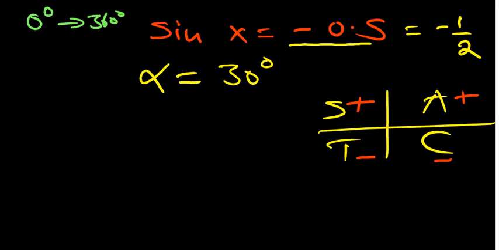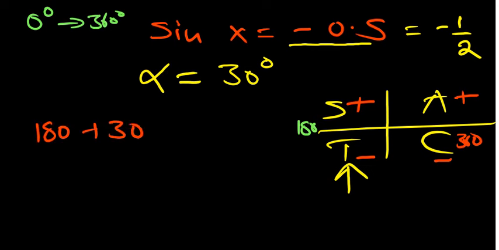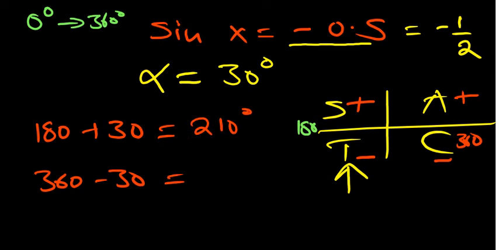We said to find the angle in the third quadrant, you add to 180, and in the fourth quadrant, subtract from 360. So the possible values of x are 180 plus 30 and 360 minus 30. So we have 180 plus 30. What do you expect to have? 210. And then 360 minus 30 is 330. So these are the two values of x.